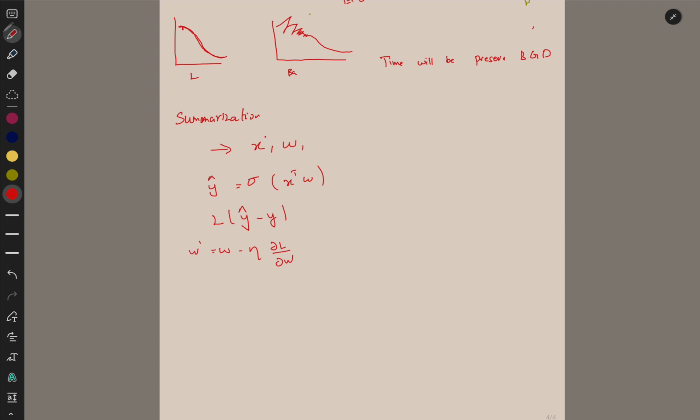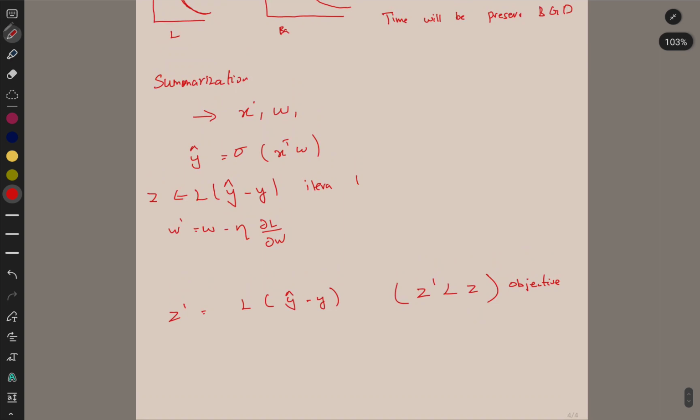After updating the weights, let's say this is at iteration 1, consider this loss as z. At the next iteration, z dash, the loss between the predicted value and the actual ground truth value will be less. So z dash will be less than z. This is our objective.